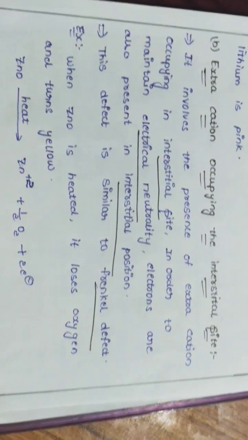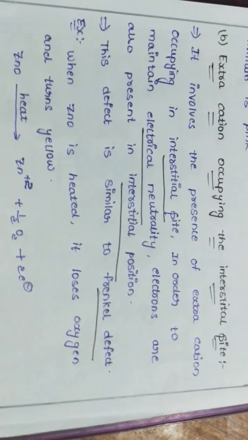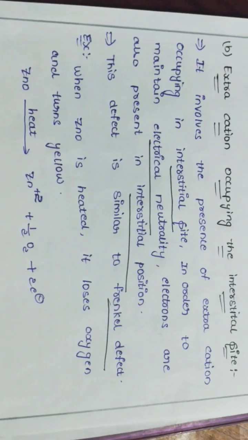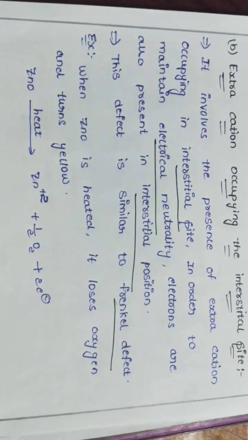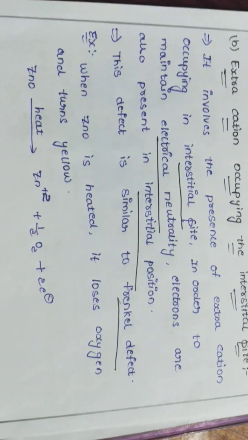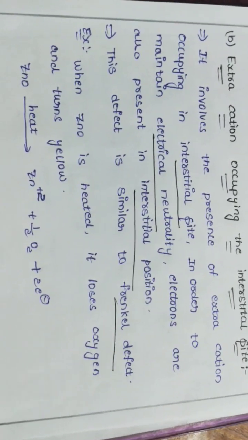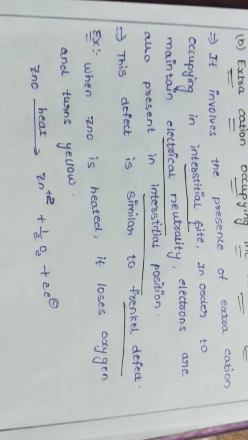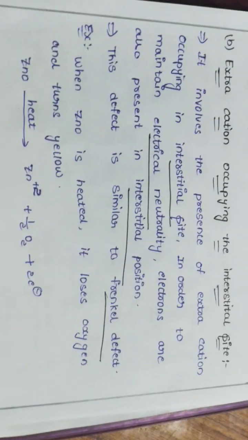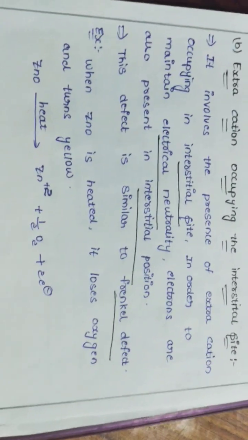Extra cation occupying the interstitial site. It involves the presence of an extra cation occupying an interstitial site in order to maintain electrical neutrality. Electrons are also present in interstitial positions. This defect is similar to Frenkel defect. When ZnO is heated, it loses oxygen and turns yellow.